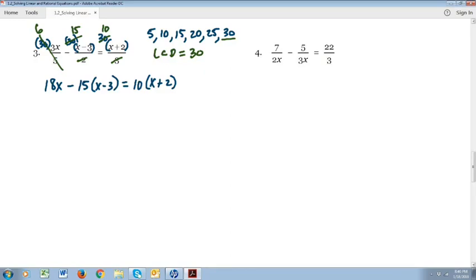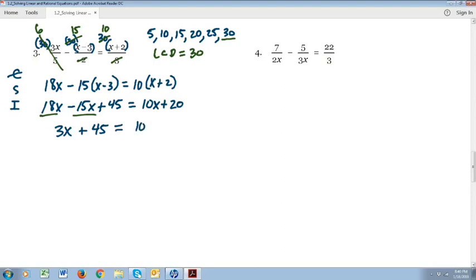And so now if you think back to the CSI technique, we just cleared fractions, and now we're working on simplifying. So we have some distributing we can do. We can distribute on the right side as well. And notice we do have some x terms we can combine on the left. That's still part of simplifying. So we get 3x plus 45 equals 10x plus 20. So we've done all the simplifying.